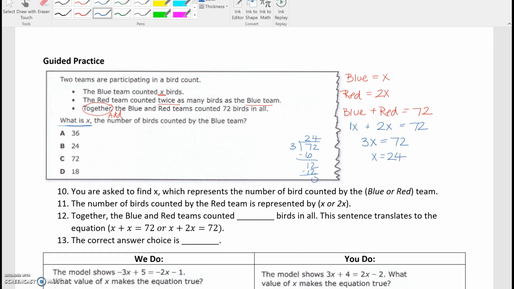And it is asking me for what is x, the number on the blue team. And I can always go back and check and make sure. So here I have 24. Here I have 2 times x, so 2 times 24 is 48. These should add together to get 72.